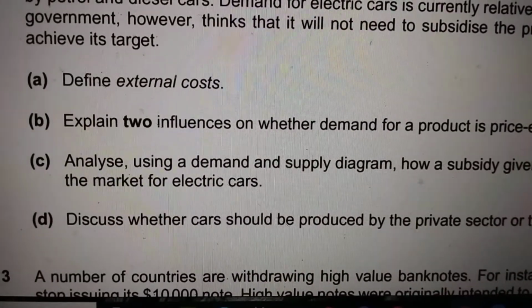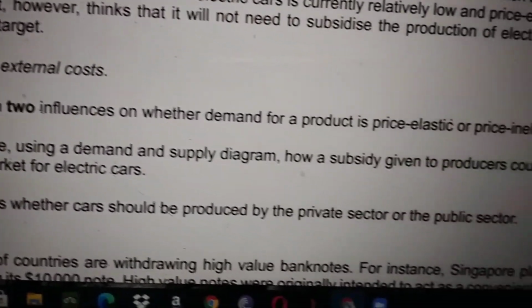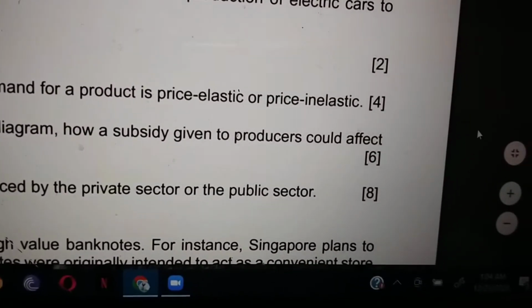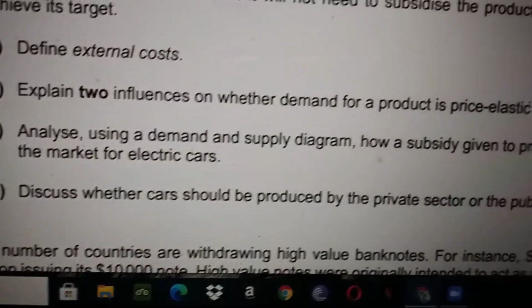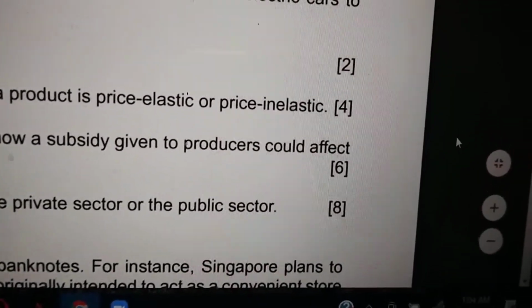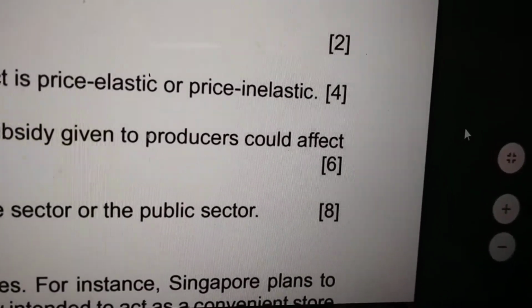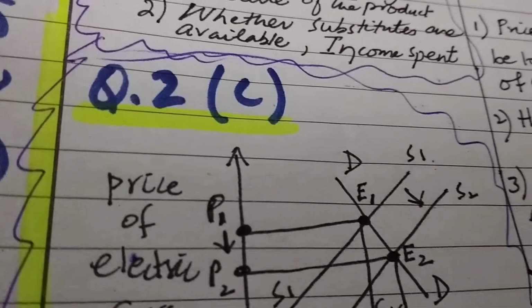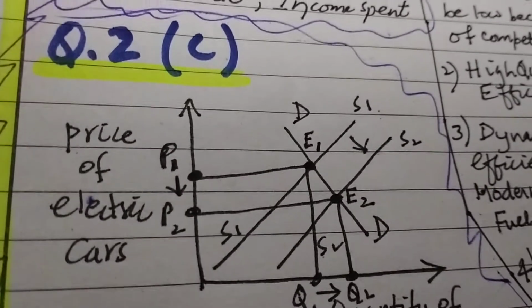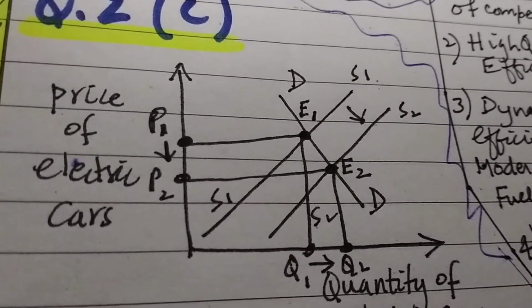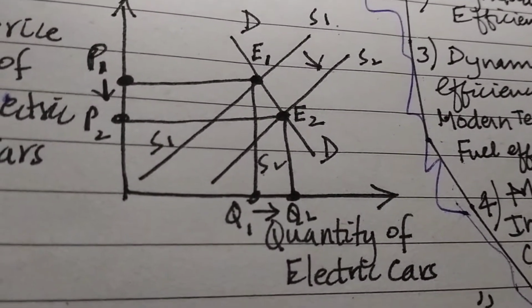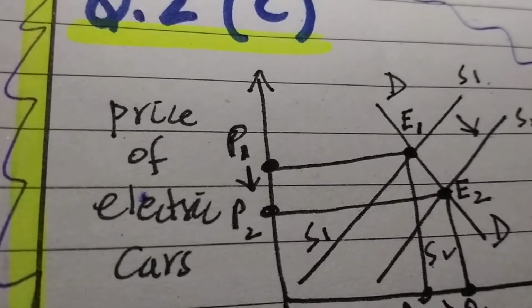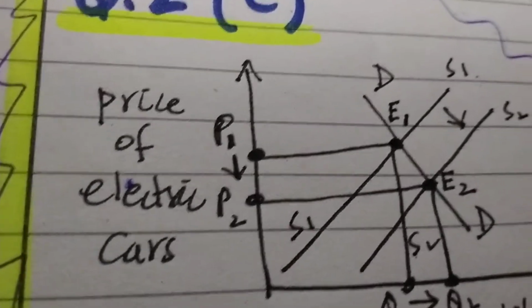Looking at part C, analyze using a demand supply diagram how a subsidy given to the producers could affect the market for electric cars. Subsidy basically is an incentive provided by the government. So looking at the notes, question number 2C, correctly labeled means the x-axis is the quantity of electric cars, y-axis is the price of electric cars.